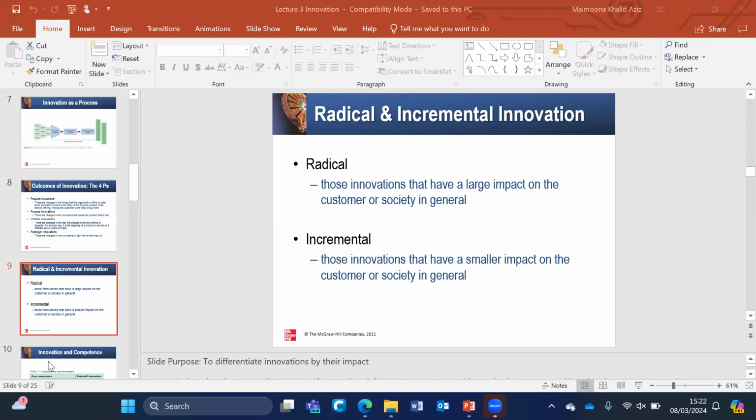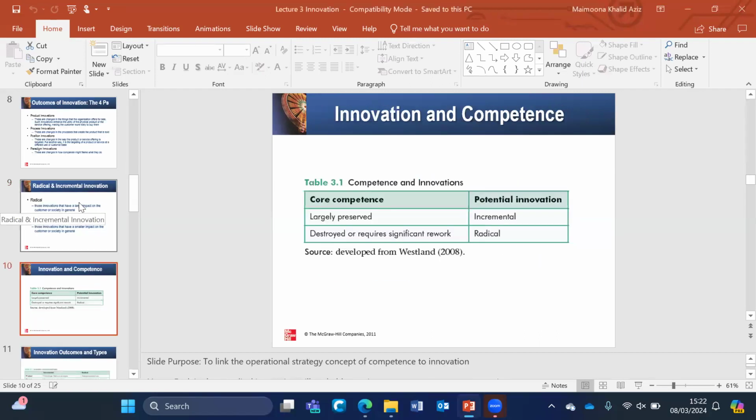Then we move on to innovation and competence. Once you have a radical innovation in your company, it's very hard to keep or sustain your core competence, the one that you had before this innovation. But if you have an incremental innovation, you can keep and preserve your core competence.